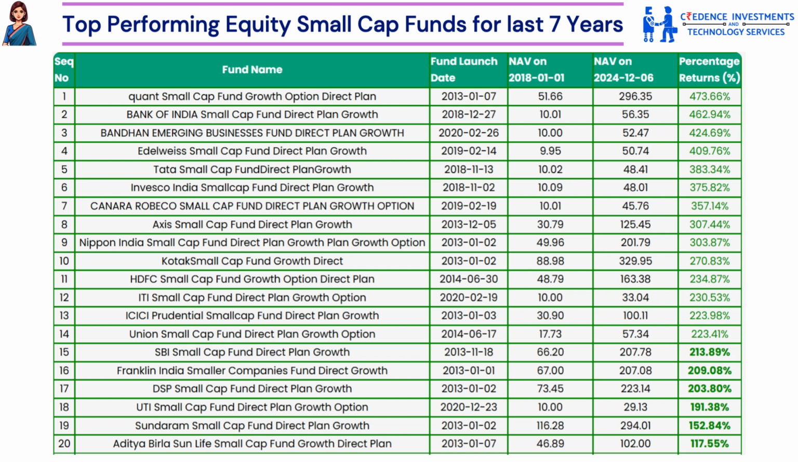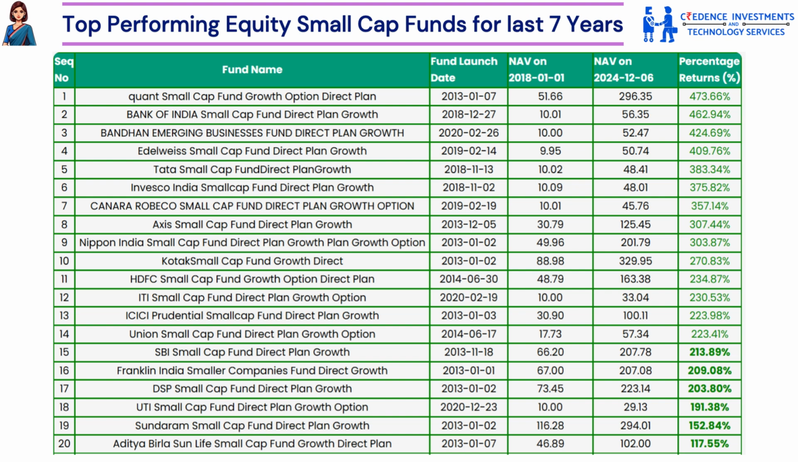Key highlights. Top performing funds. Quant Small Cap Fund Growth Option Direct Plan has the highest return at 473.66%, making it the best performing small cap fund over 7 years. Bank of India Small Cap Fund Direct Plan Growth follows closely with 462.94% returns. Bandhan Emerging Businesses Fund Direct Plan Growth secured the third position with 424.69% growth.